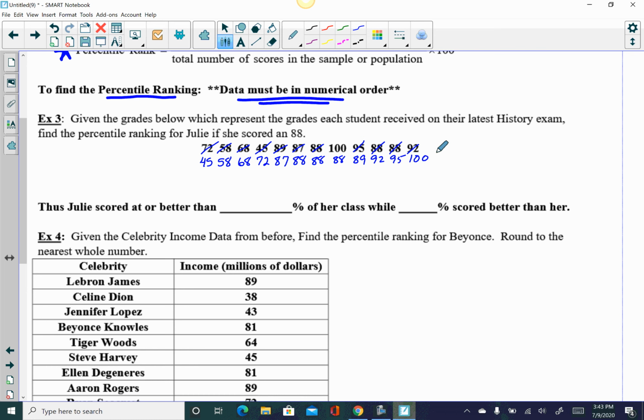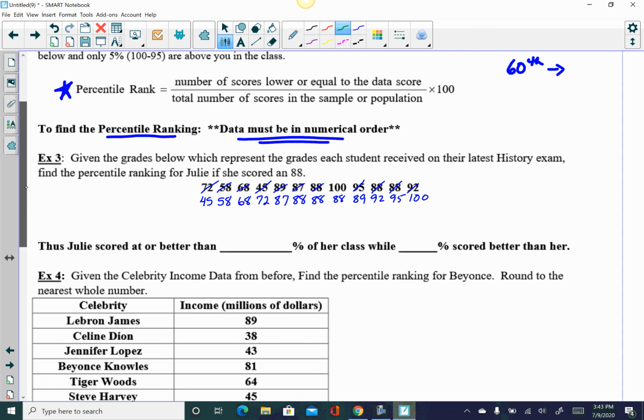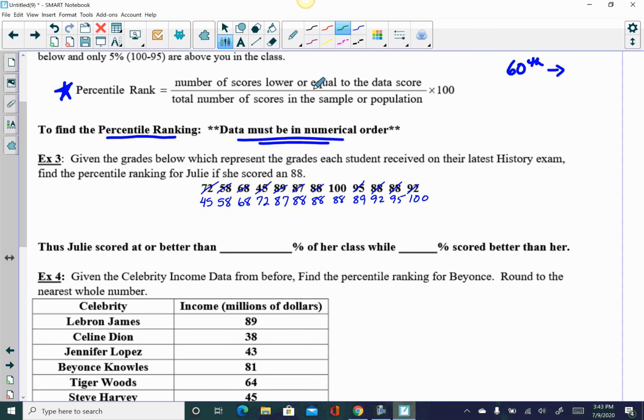All right. Now, we know that Julie scored an 88. We don't know which one of these 88s is her, but it doesn't matter. Remember, your formula tells you it's the number of scores lower or equal to your data score. So any one of these 88s gets included. So I'm counting from here to here. There's 1, 2, 3, 4, 5, 6, 7, 8 students out of a total of 12 students in the class, times 100.